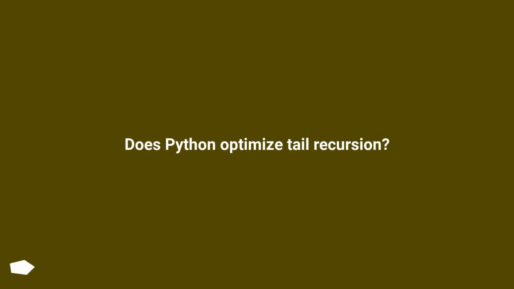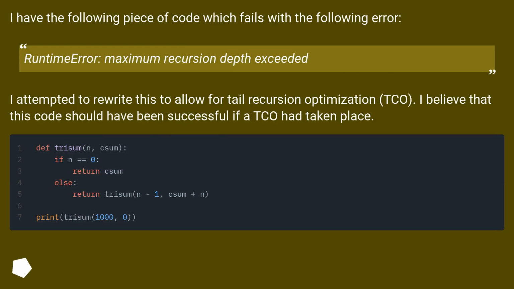Does Python optimize tail recursion? I have the following piece of code which fails with the following error: Runtime error, maximum recursion depth exceeded.